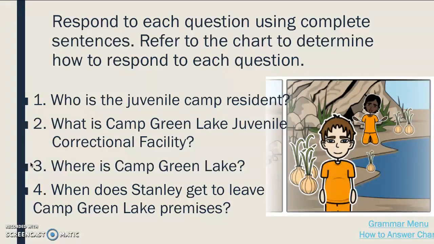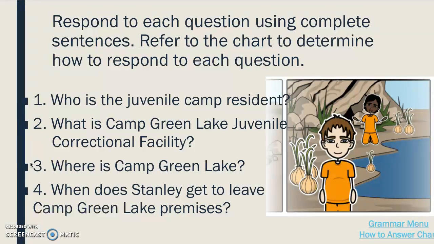And if you need help in answering what the question is talking about, or a specific answer, you can go ahead and refer to the chart from before, or if you wrote it down, you can look at that chart. Again, the questions are: 1. Who is the juvenile camp resident? This question can pretty much be any character. You don't have to necessarily write about all of them. Just go ahead and pick one.